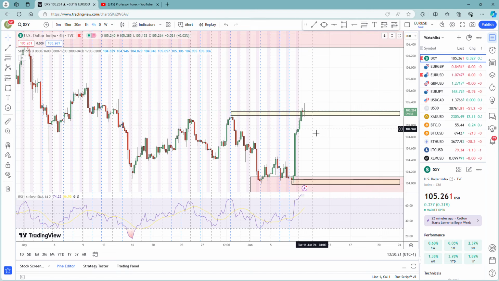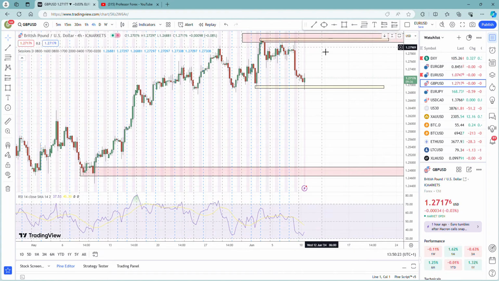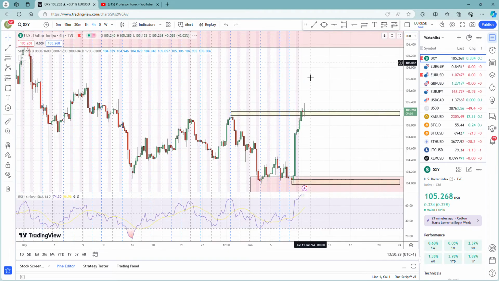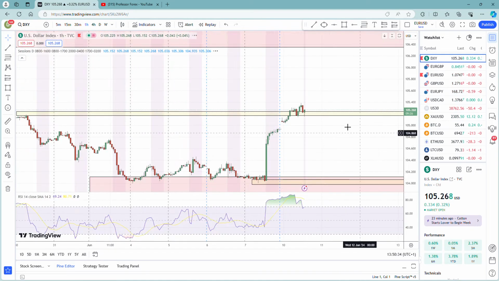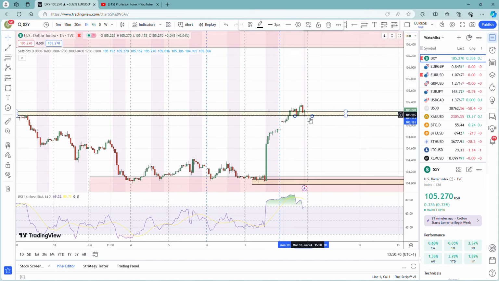So this needs to go down for GBPUSD to go up. It is showing a bullish candlestick, however, it's not ready, in my opinion. We need to see DXY to go down. We need to see something bearish here. If price breaches this and goes down, then I can take a buy trade.